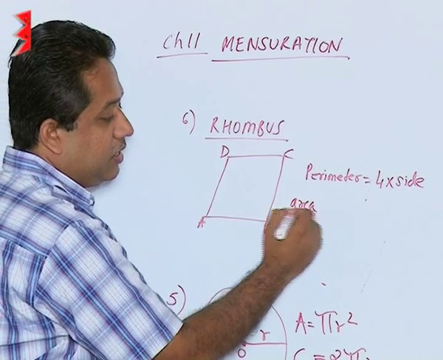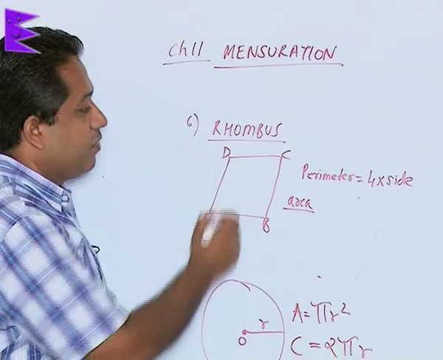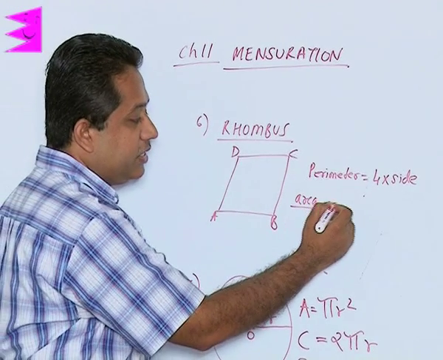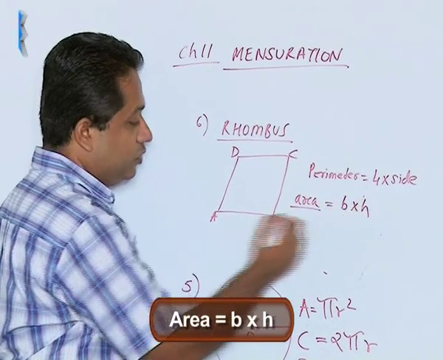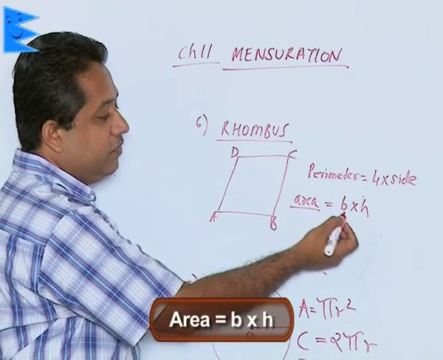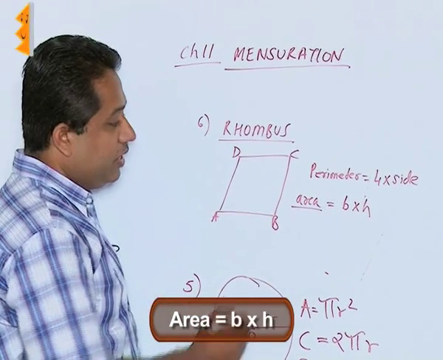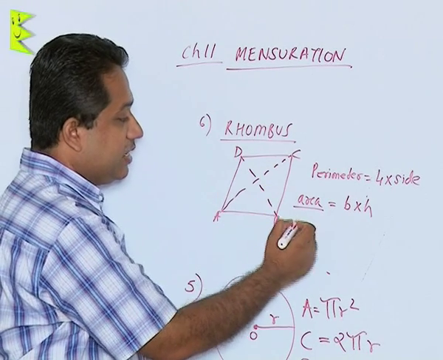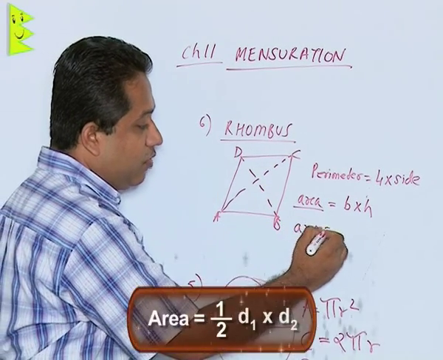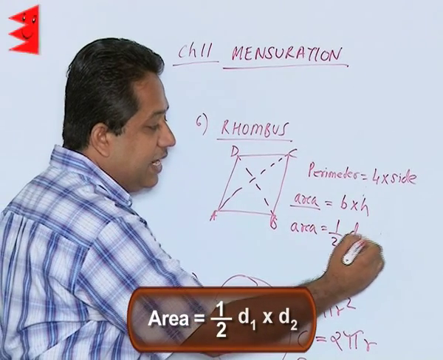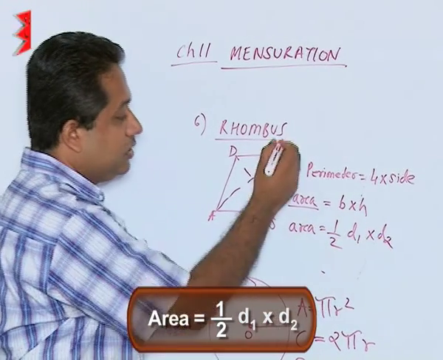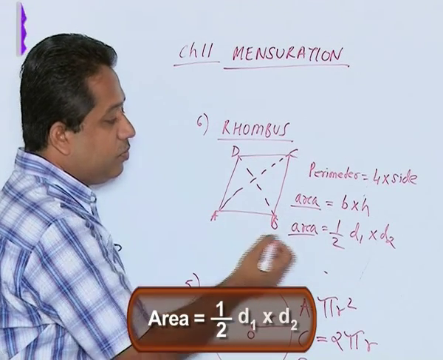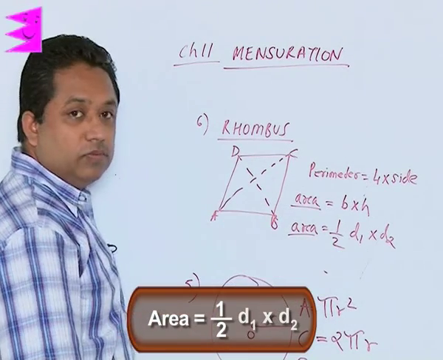And area, there are two formulas for finding the area of a rhombus. The first is same as that of a parallelogram, that is base into height. So, if the base is given and the height is given, we can use this formula, area is base into height. Otherwise, we can use a second formula if the diagonals are given. So, area of a rhombus will be half diagonal 1 into diagonal 2. So, this is diagonal 1 and this is diagonal 2. So, area of this rhombus will be half d1 into d2.